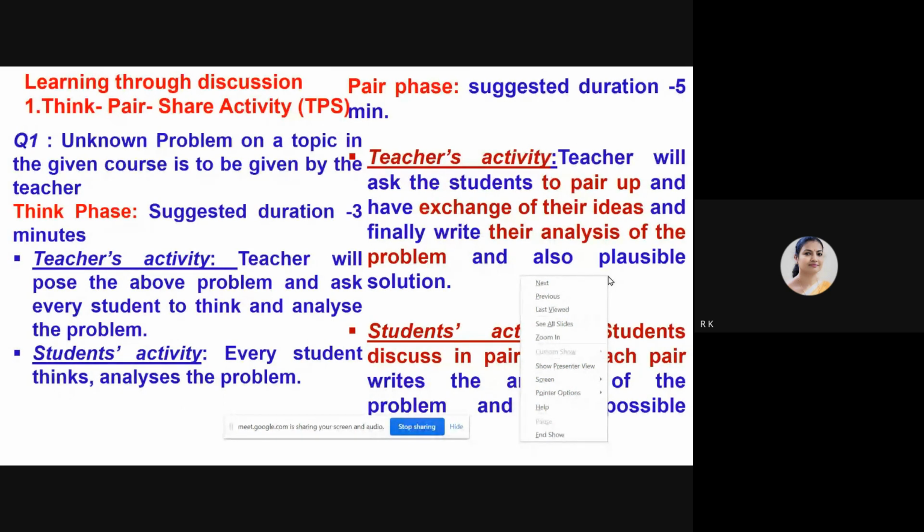The next phase is the pairing phase. In the pairing phase, the teacher will ask the students to pair up and exchange their ideas, and finally write their analysis of the problem and also a plausible solution to it. The students will discuss in pairs, and each pair will write the analysis of the problem and the possible solution.